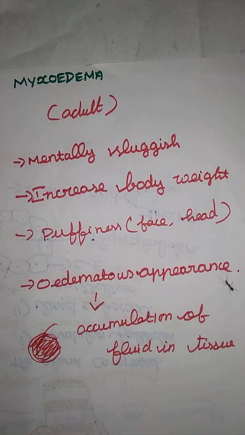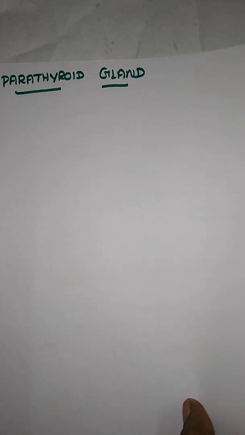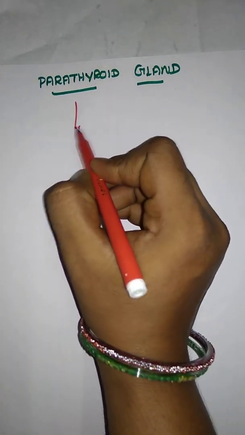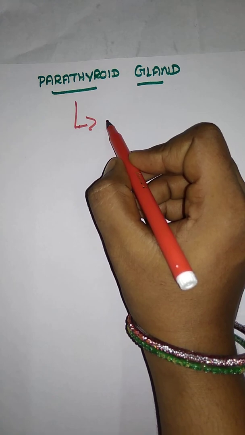And next one, we are having the parathyroid. Here a parathyroid gland, which means they have a pair of thyroid gland. The first thing, there are four oval bodies.